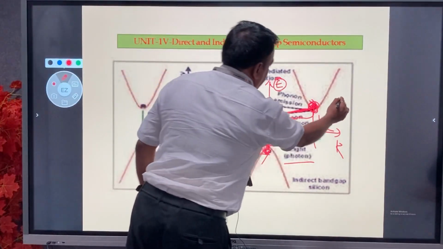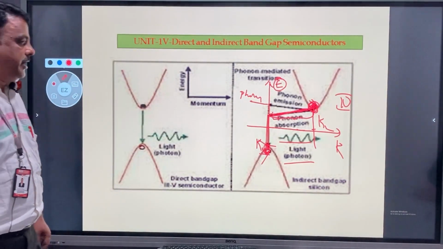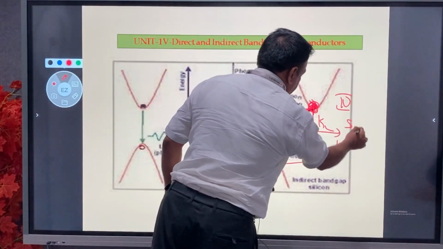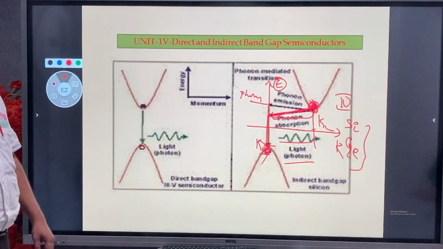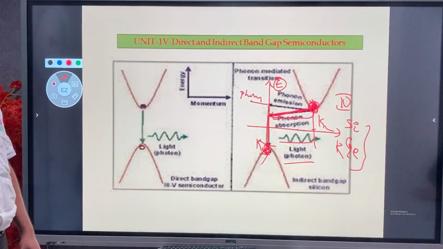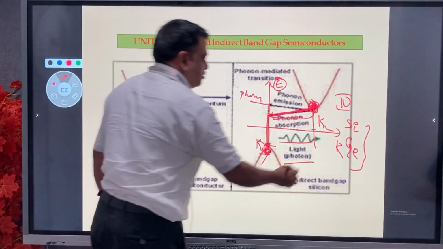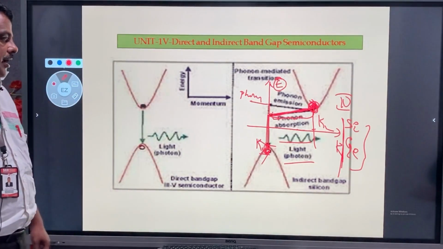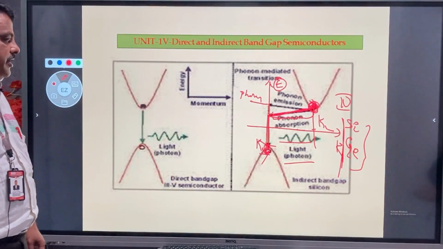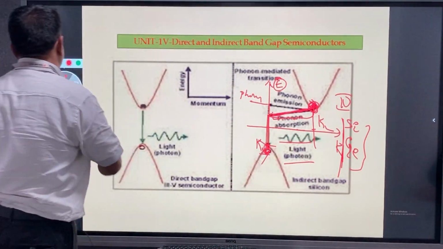Generally, fourth group elements in the periodic table are considered indirect band gap semiconductors. For example, silicon and germanium act as indirect band gap semiconductors. In an indirect band gap semiconductor, when recombination takes place, it emits phonons, not photons. So it is not useful for optoelectronic devices. It is only useful for the fabrication of diodes, transistors and rectifiers.